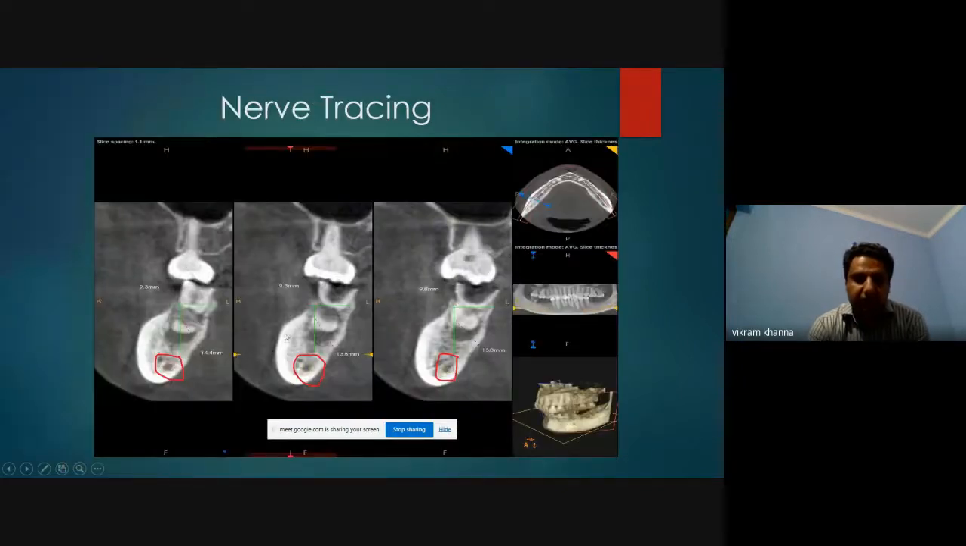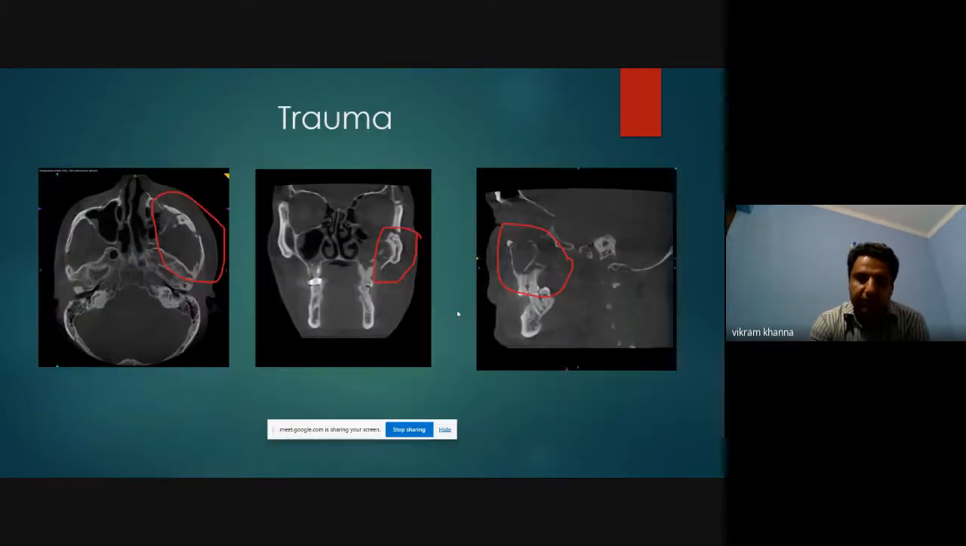Nerve tracing: you can see we have done nerve tracing here. We mark it at every basic projection, and then it rebuilds it on the computer, and you will see the whole nerve tracked. You can get it in the implant case. For third molar infection also you can do nerve tracing, and even find the distance of the implant from the nerve.